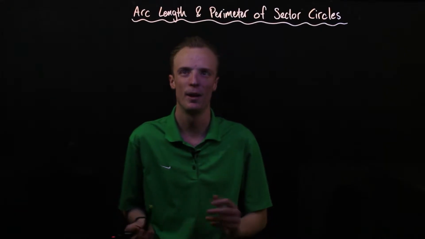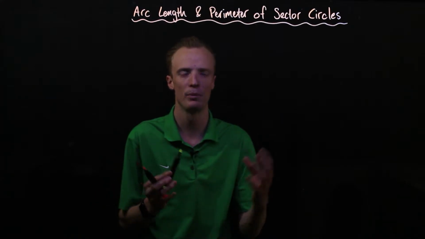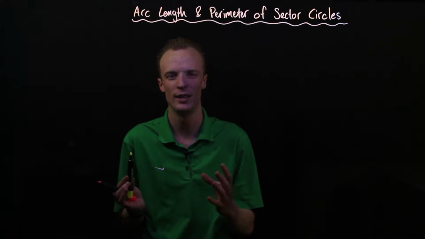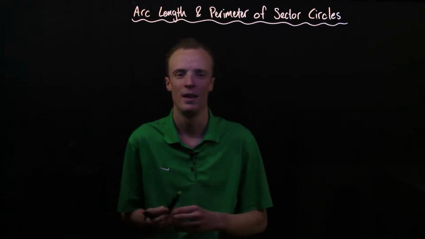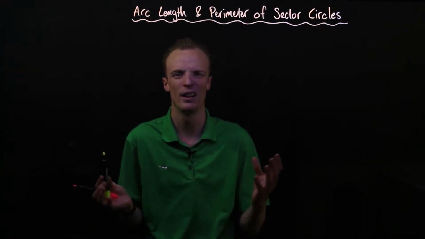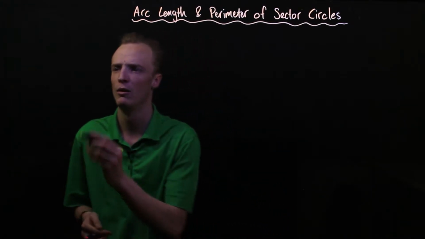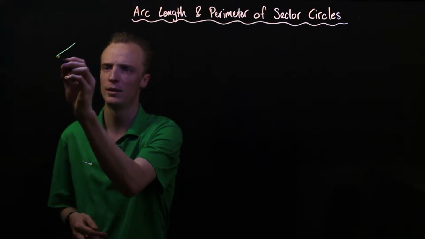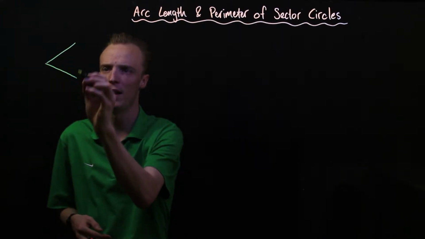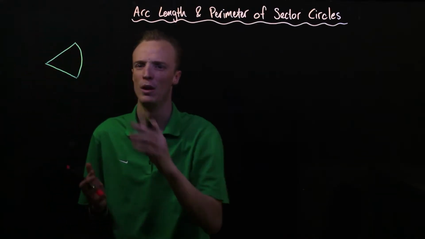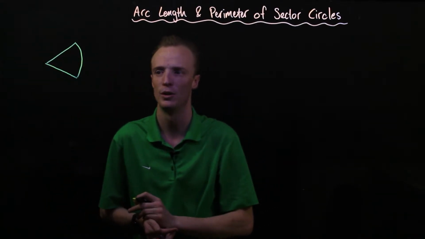In this video, I'm going to explain how we can find the arc length and the perimeter of sector circles. Now, a sector circle is just part of a circle, and we can consider the appearance of them in a couple of different ways. One way I like to think of is a pizza slice, where we have part of a bigger circle, but it's less than half of that circle.